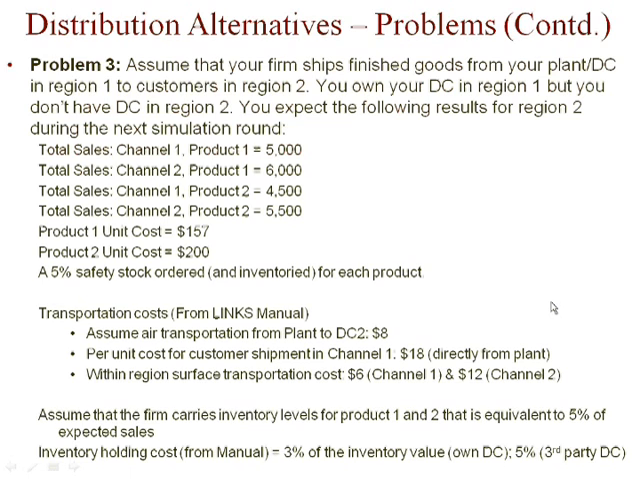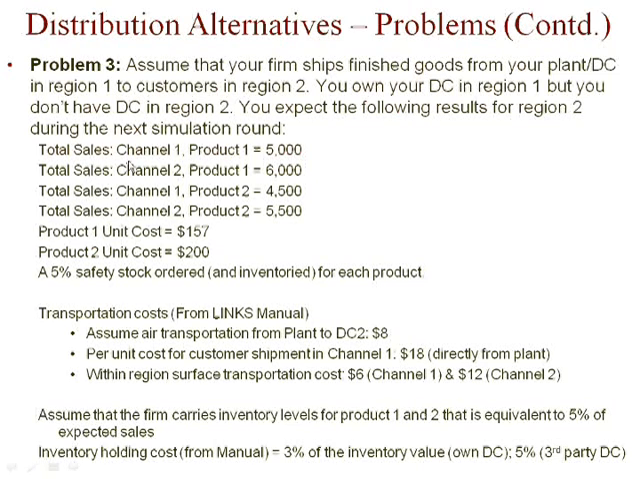Now let's look at a problem a little bit more in detail to understand the overall cost associated with moving from one option of distribution to the other option. Now assume that your firm ships finished goods from your plant/DC in region 1 to customers in region 2. You own your own DC in region 1, but you don't have a DC in region 2. So you expect the following results for region 2 during the next simulation round.